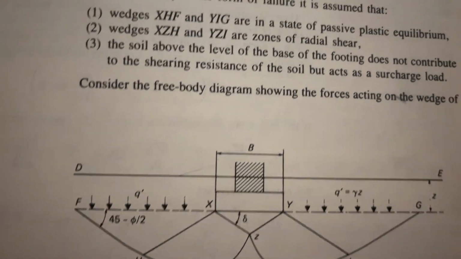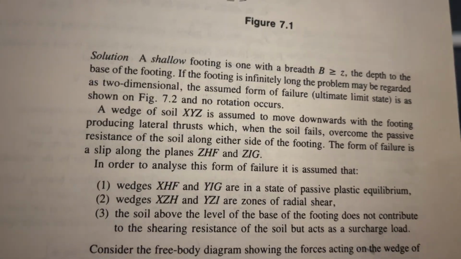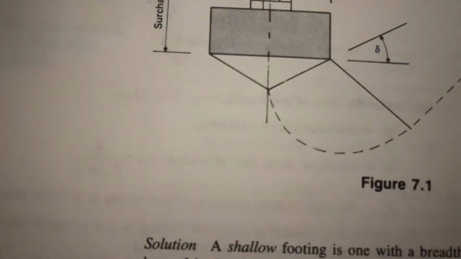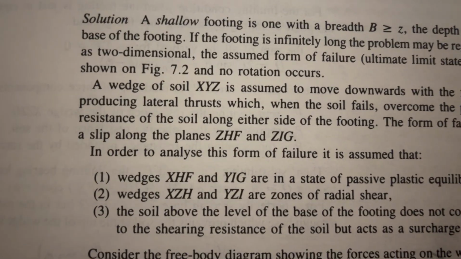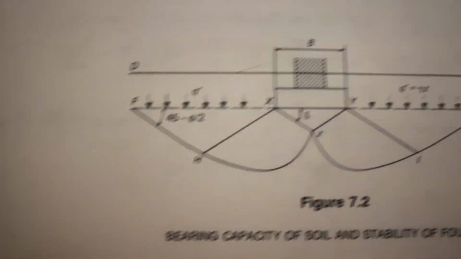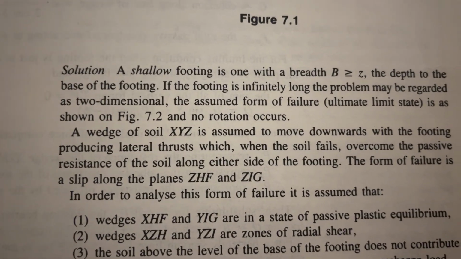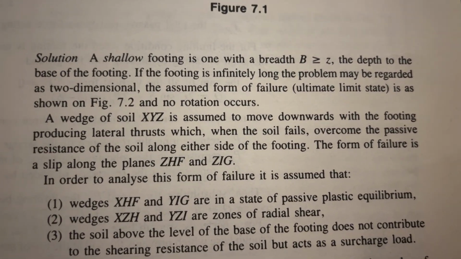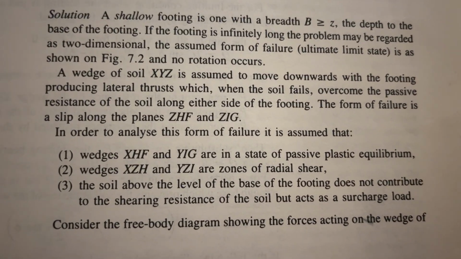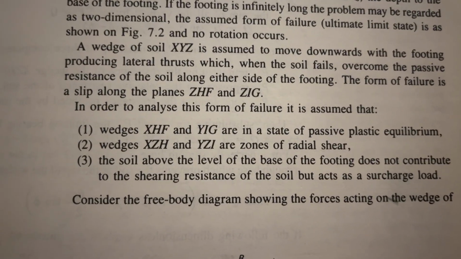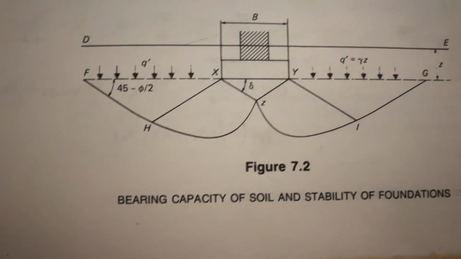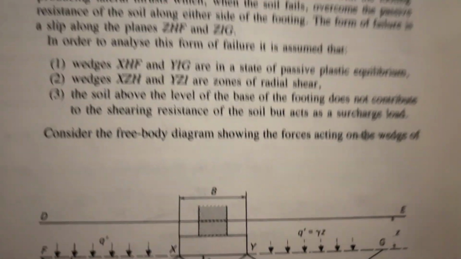A wedge of soil XYZ, that triangular wedge, is assumed to move downwards with the footing, producing lateral thrust to the left and right, which, when the soil fails, overcomes the passive resistance of the soil along either side of the footing. The form of failure is a slip along the planes ZHF and ZIG. ZHF is on the left side in this picture and ZIG on the right side.